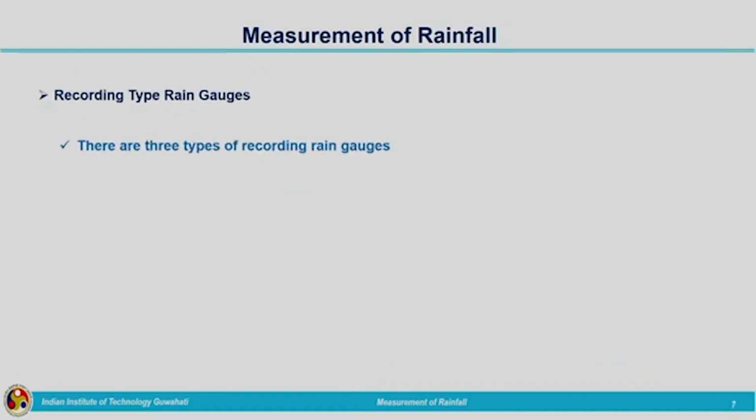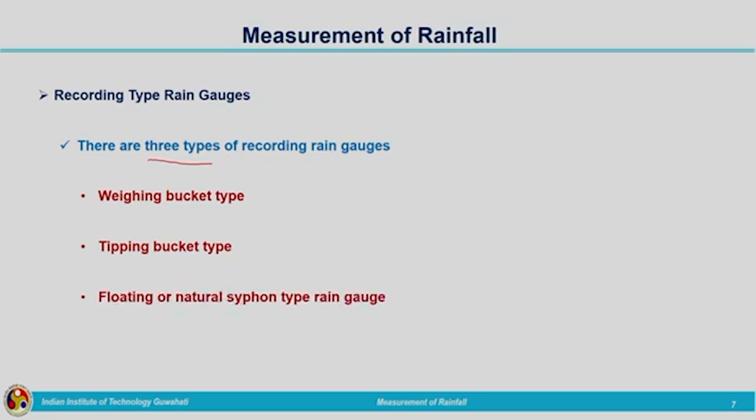Now, the second one is the recording type of rain gauges. There are 3 types of recording rain gauges. One is the weighing bucket type, the second one is the tipping bucket type, and the floating or natural siphon type rain gauge is the third one. Let us see one by one.